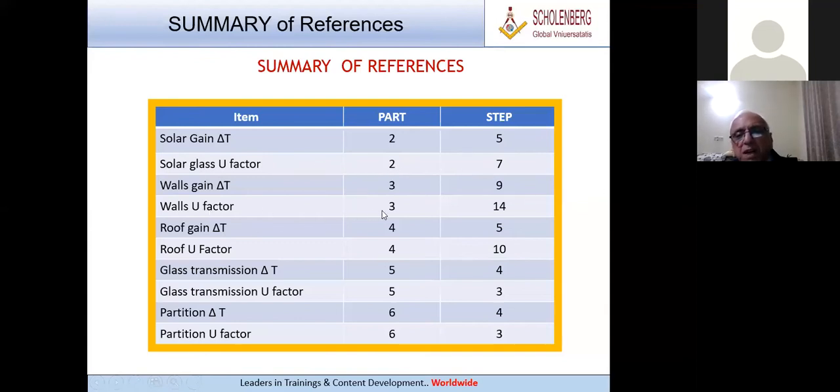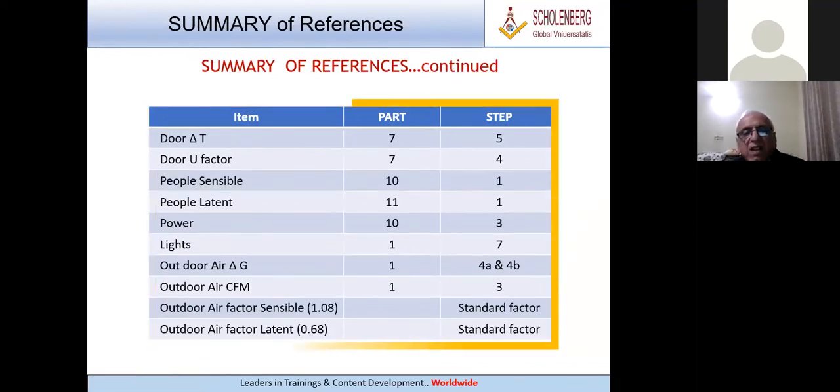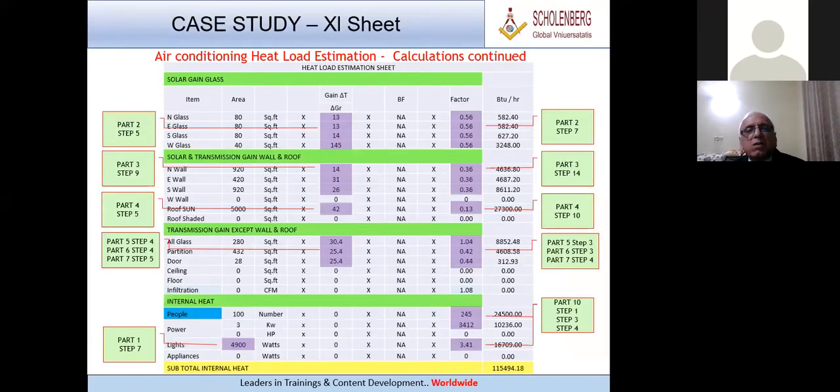Q factor for walls, part number 3. So you go to the respective parts mentioned here, go to the step, and you'll get to know how this was derived. Now, we have put up this Excel sheet. Once you've started from scratch, by the time you reach this, I'm quite sure most of you forget how it was. So in this sheet, we have given a case study. For example, this factor, where did it come from? This came from part number 2, step number 5. Go to that and you'll find exactly how this came about.